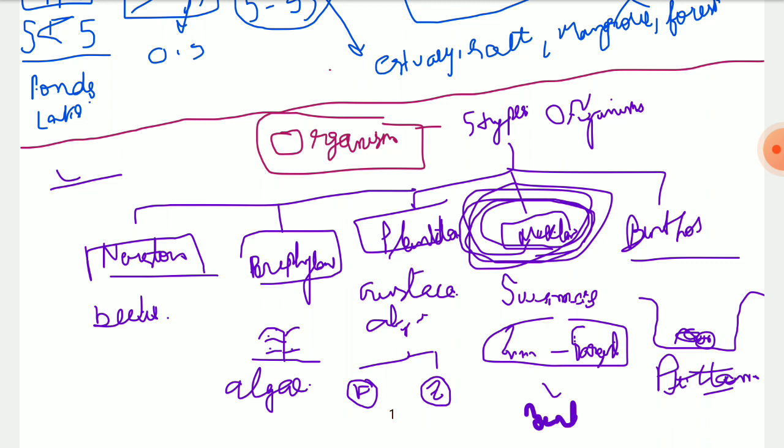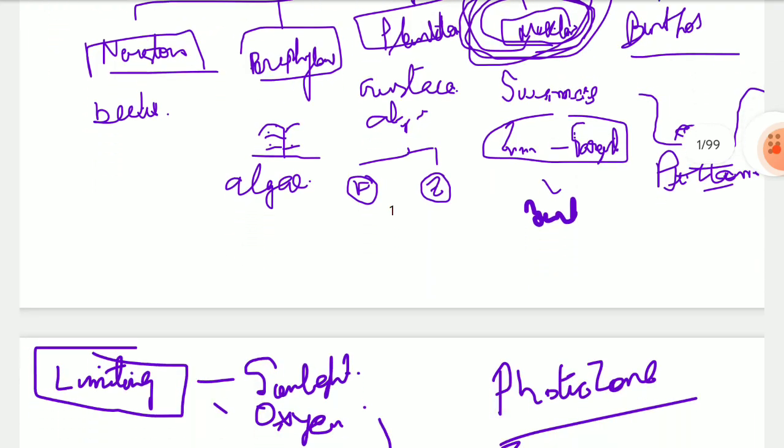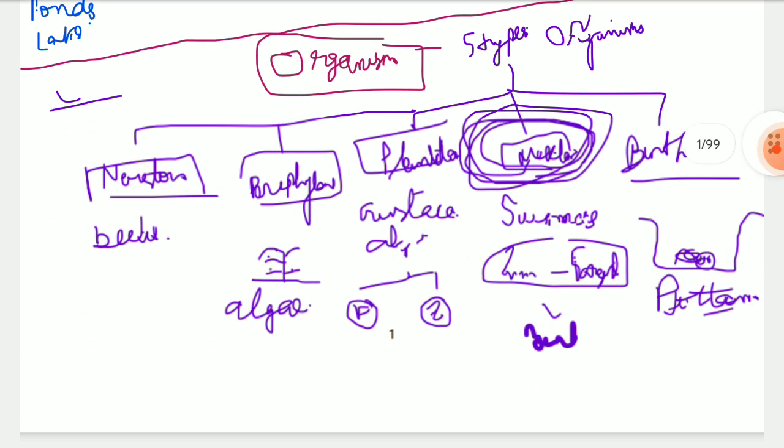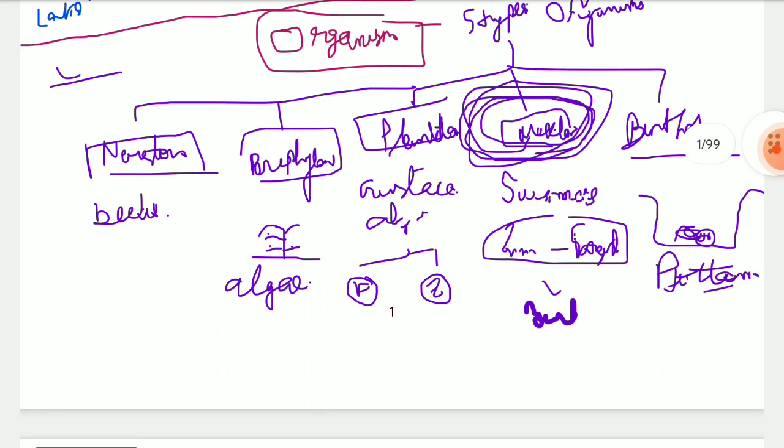Now let me move to the fifth category, that is benthos. They are those organisms that are found living at the bottom of the water mass. Just remember that if any organism is found at the bottom of the water mass, then that organism can be classified under the category of benthos.